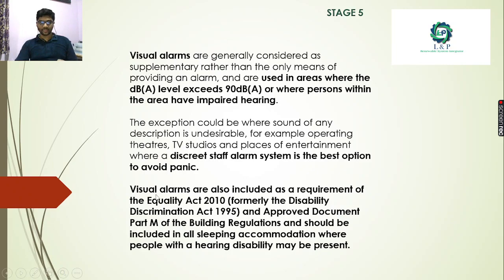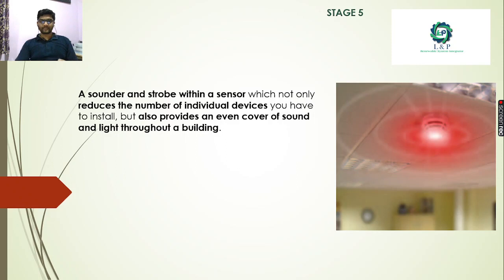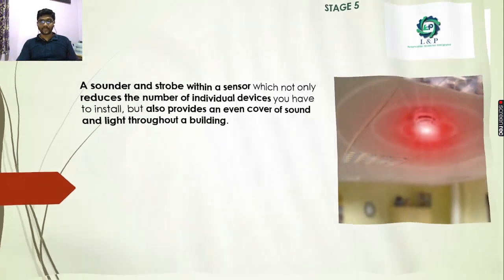This is an act for the visual alarms which needs to be followed. If you have a sounder and a strobe within the sensor, it will reduce the number of individual devices. So if you are designing, you can consider this. If you want a device which will sense as well as create a sound, you can go for this, and it will reduce your cost as well. And we can cover the entire building with the help of these devices.